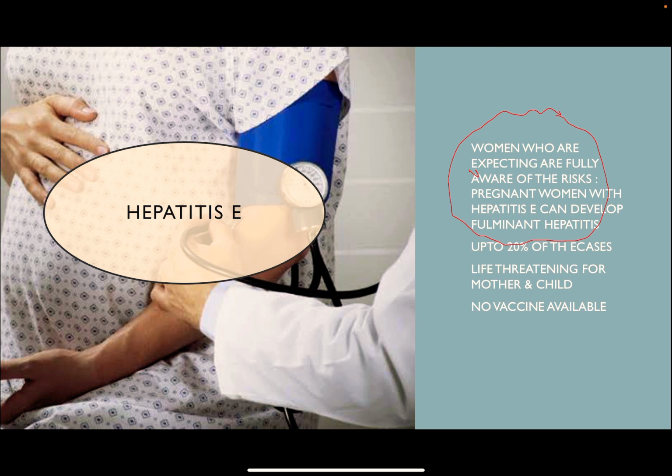Here you need to pay attention to the E and the F. So E and F: expecting, fully aware of the risks. Pregnant women with hepatitis E can develop fulminant hepatitis. Up to 20% of the cases develop fulminant hepatitis, so that means it's a big number. It's life-threatening for the mother and the child, and there is no vaccine available. Hence, it's really important to make sure that pregnant women are not exposed to hepatitis E.